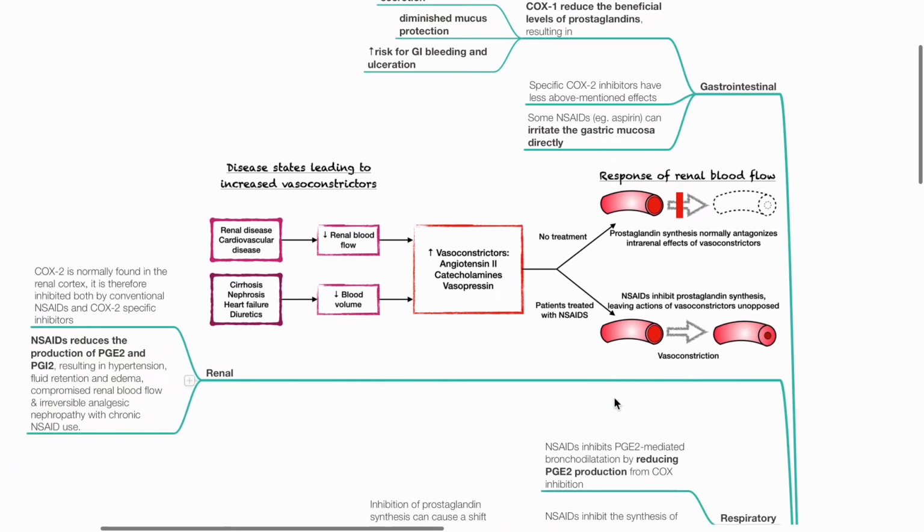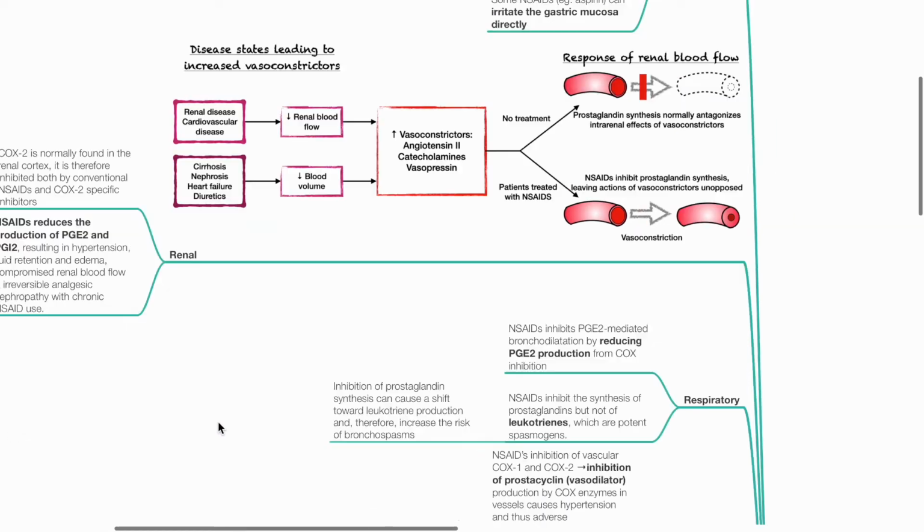For the renal system, prostaglandin synthesis normally antagonizes intrarenal effects of vasoconstrictors. NSAIDs inhibiting prostaglandin synthesis leave the actions of vasoconstrictors unopposed. By reducing the production of PGE2 and PGI2, the action of vasoconstrictors can cause hypertension, fluid retention, edema, compromised renal blood flow, irreversible analgesic nephropathy, and acute kidney injury.